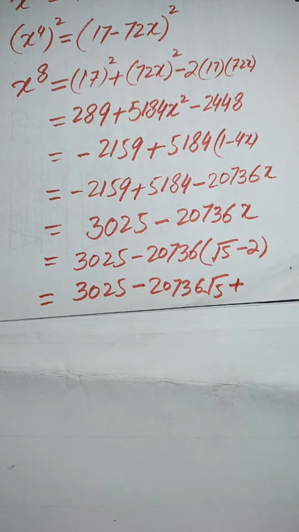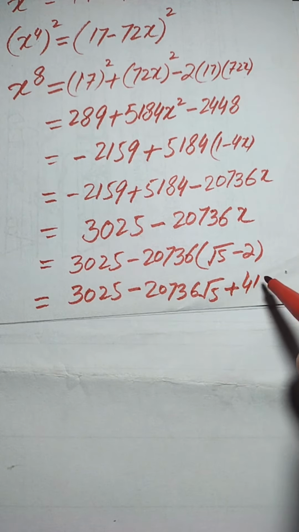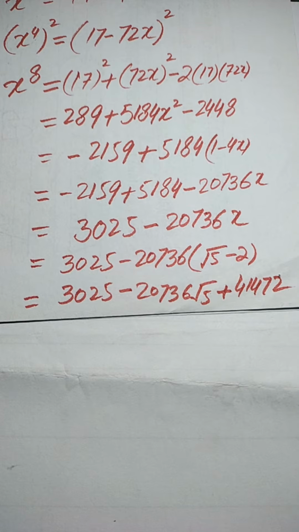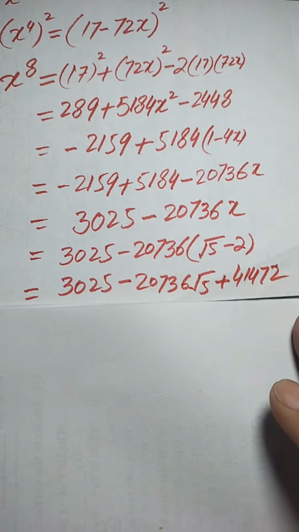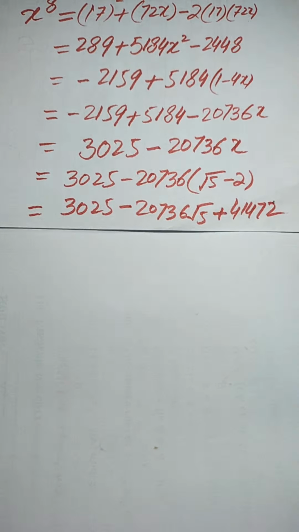This is minus times minus becomes plus, and here we need to multiply 20,736 by 2. So when we multiply this value by 2 it will be written as 41,472. And in the next step here we need more simplifications, so here we just add 3025 with 41,472.